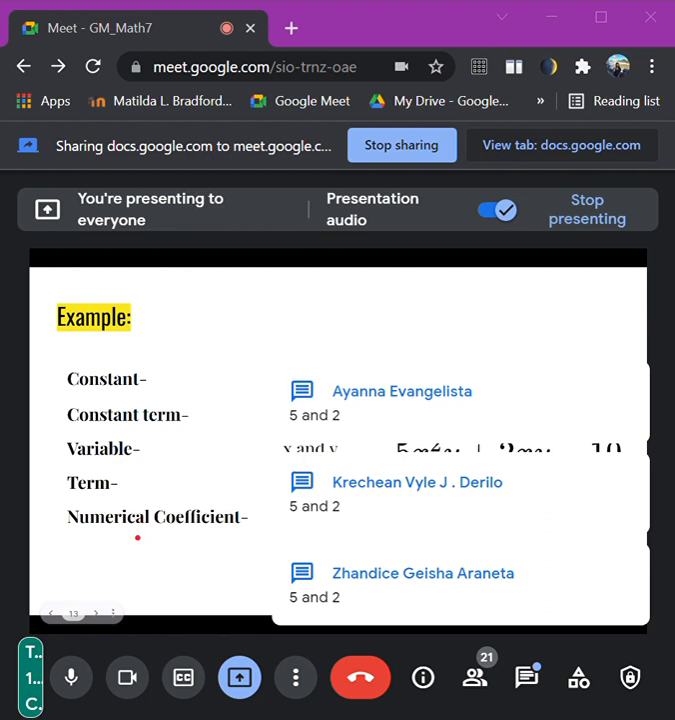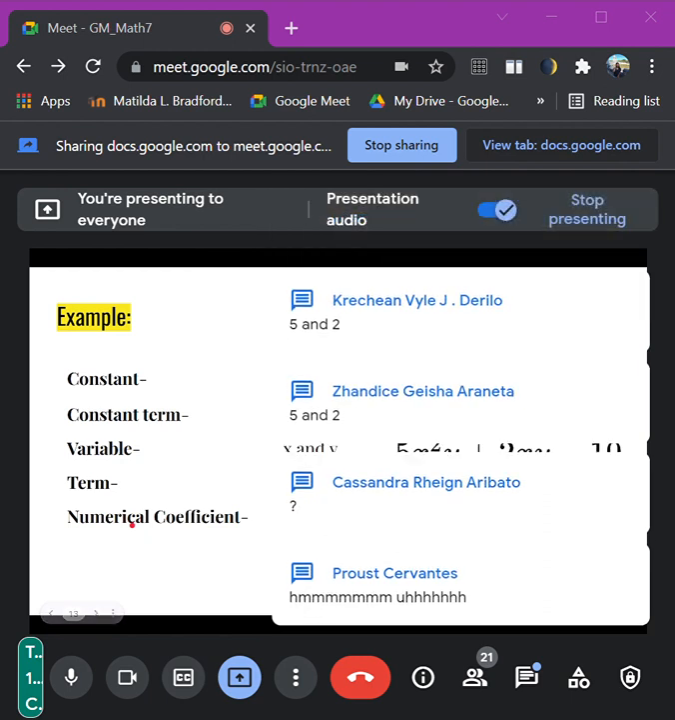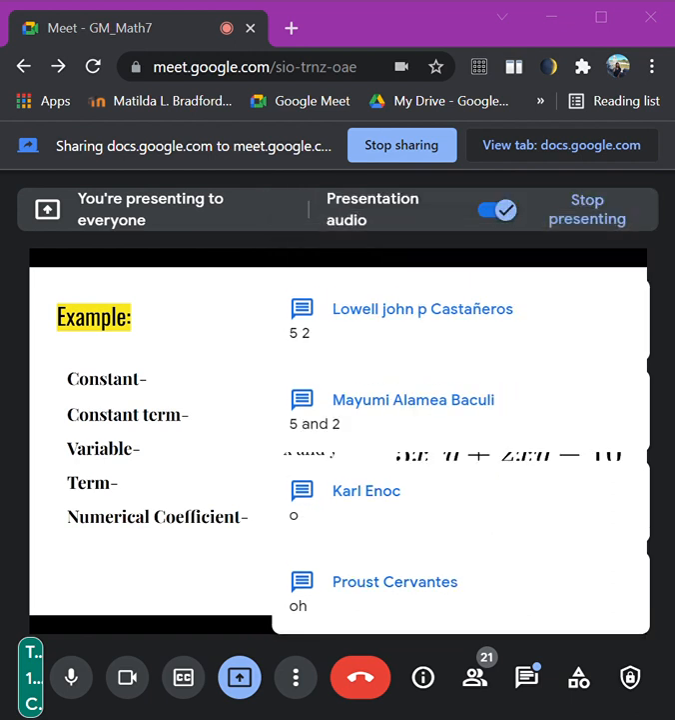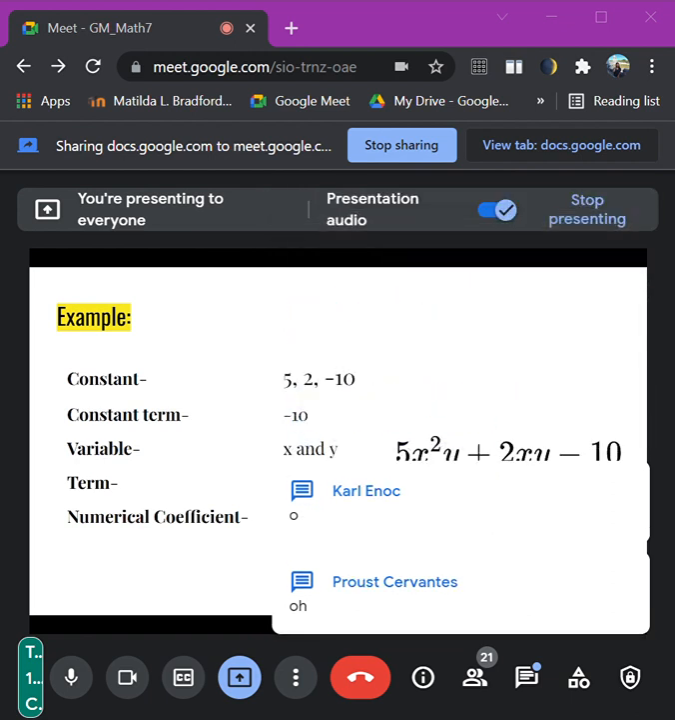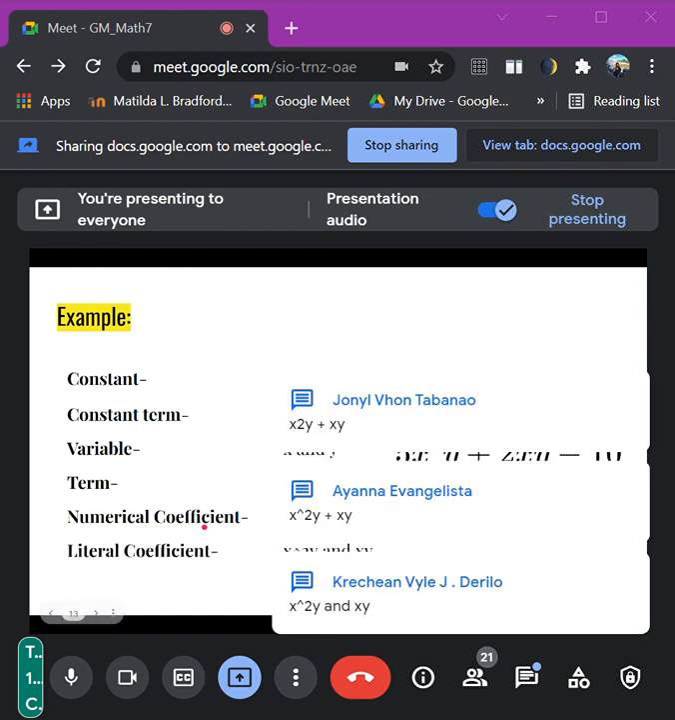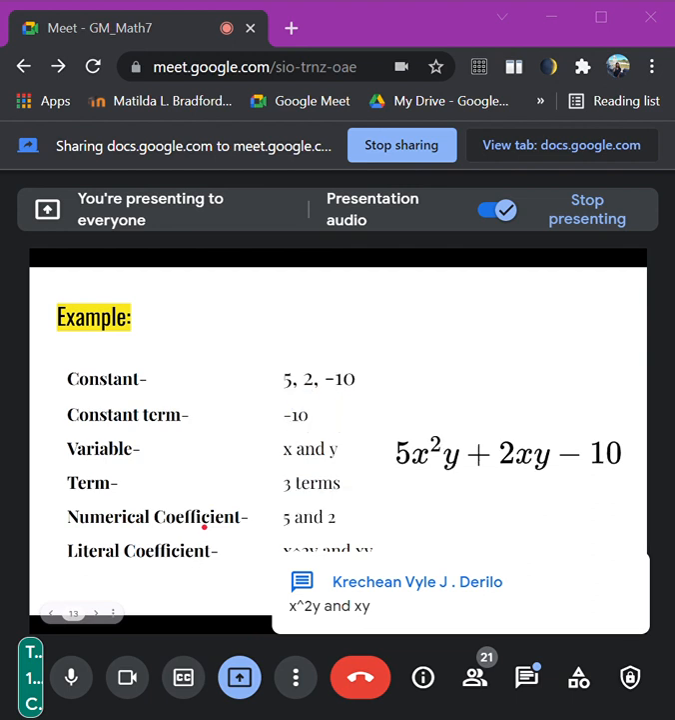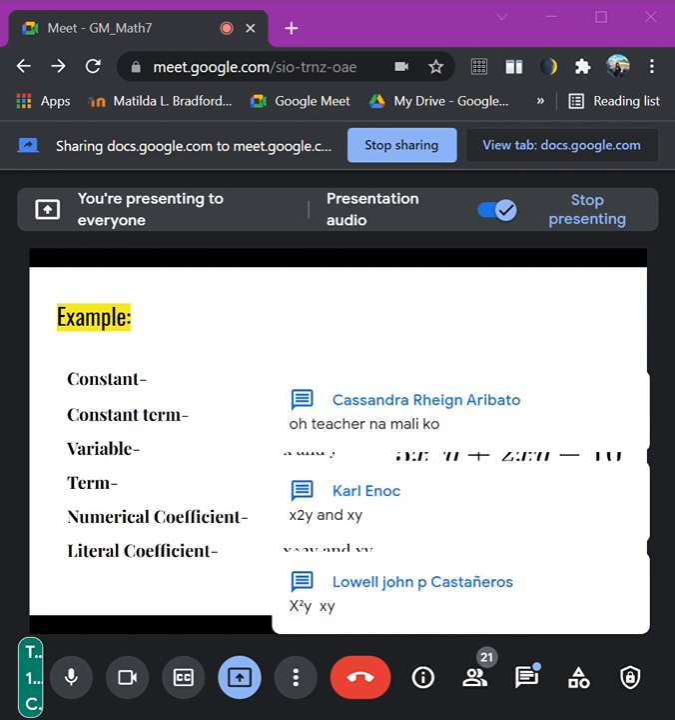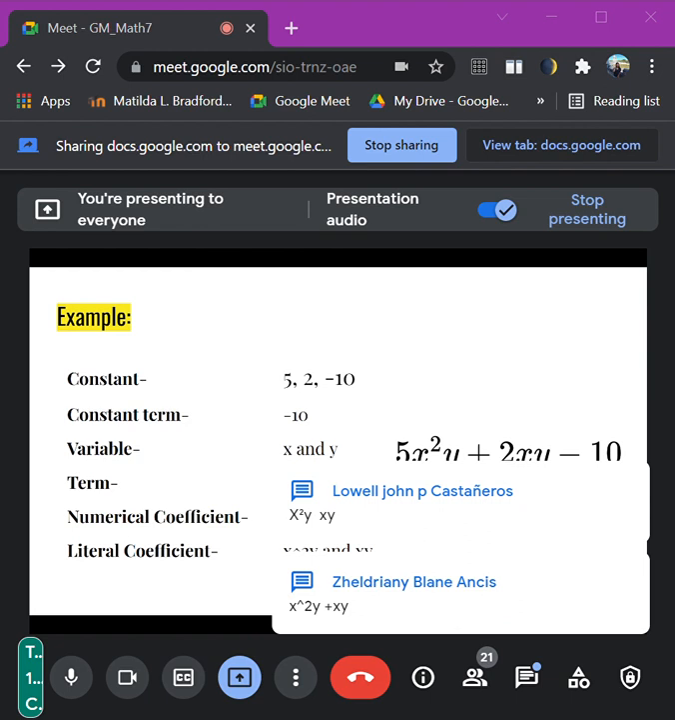How about for literal coefficient? The literal coefficient is what is beside your numerical coefficient. Okay, we have the x squared y, and xy. Okay, very good. At least you have slowly understood it, right? Yay! That is the good thing there. So good job everyone.